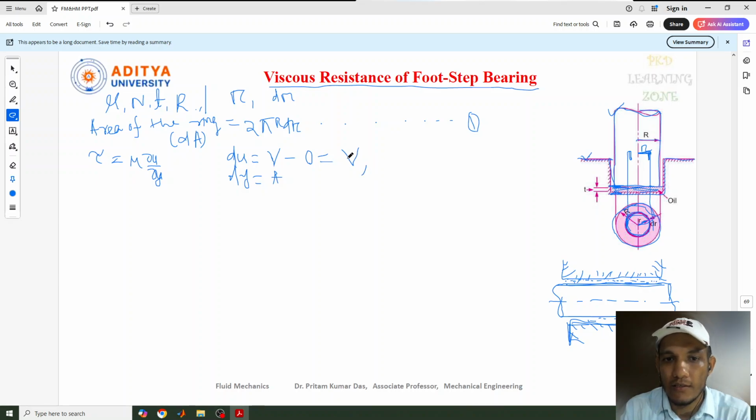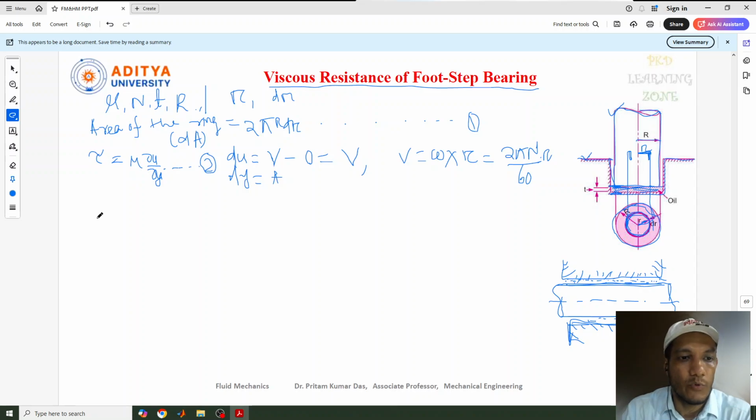So the tangential velocity of the shaft at radius r can be calculated as v equal to omega into r, which is 2 pi n by 60 into r. Next, this is about the velocity. Just put all these values in this equation. I can call it equation 2, because equation 1 has already been given.